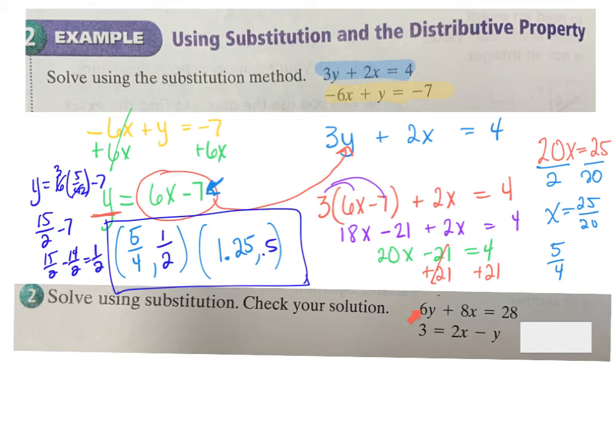6y, that's not going to be easy, all right? It's going to create fractions right up front. 8x, not going to be easy. 2x, still going to create a fraction. -1y, all right? I can get that by itself. I can move my y over and my 3 over, or I can move my 2x over and divide by -1. So go ahead and try this one.